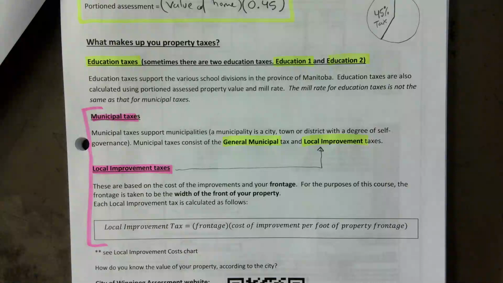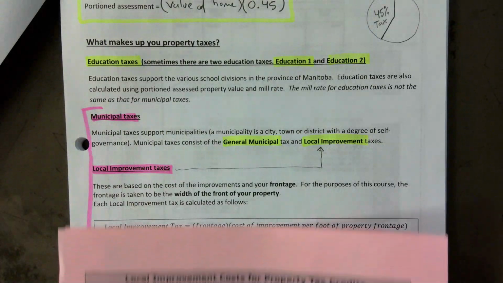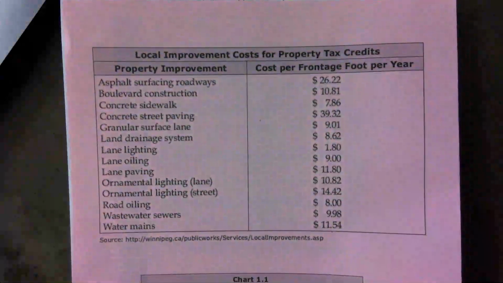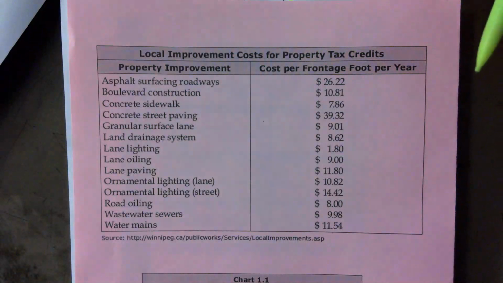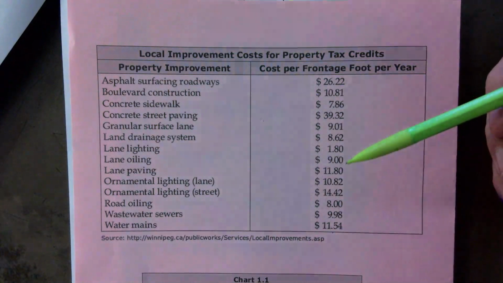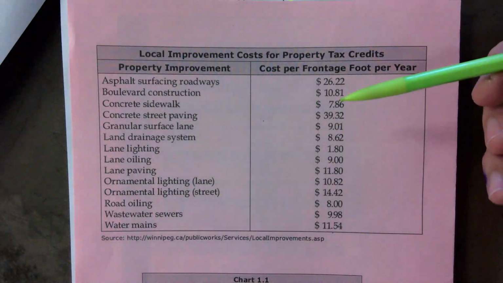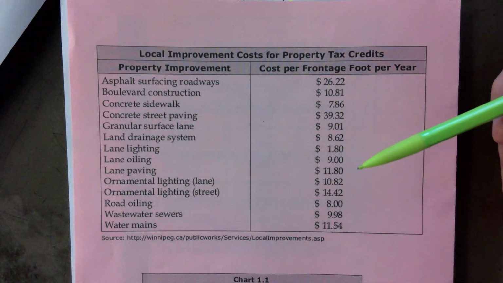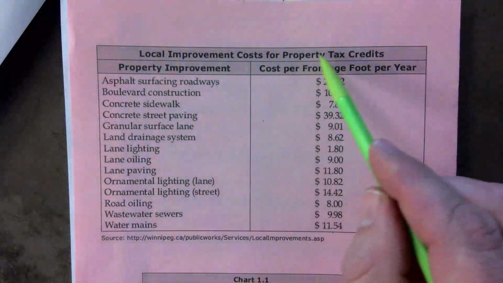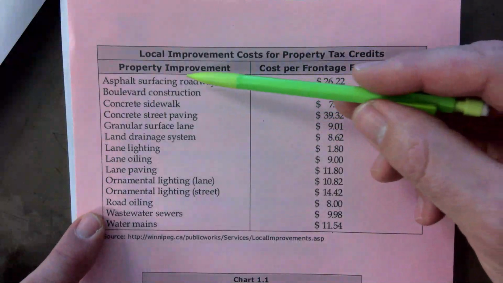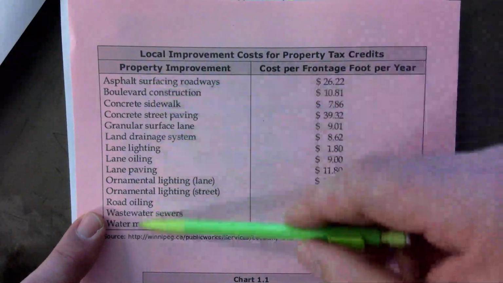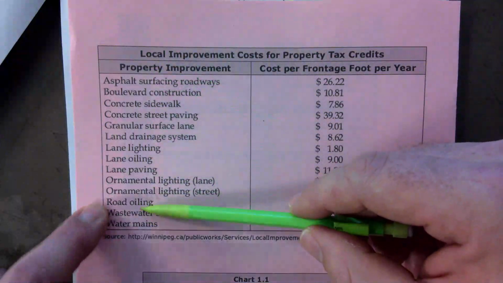Grab your pink chart. This is actually from the City of Winnipeg website. Go to the back of it. It looks like this. There's a whole bunch of improvements. I will say this is outdated. This is probably 2022. Every year they change these numbers. It says local improvement costs for property tax credits. So here, I don't know if you recognize some of these.